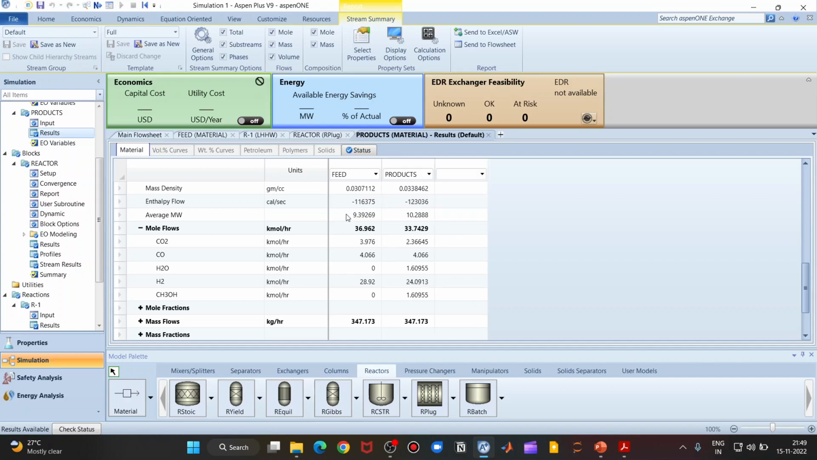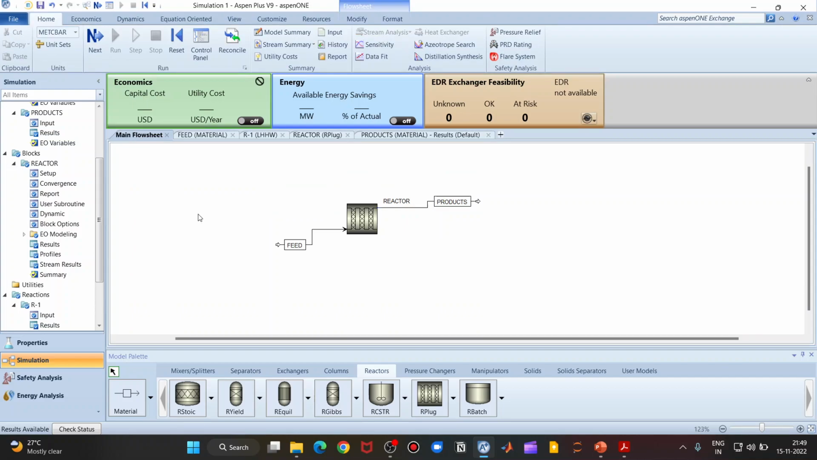So you can see that initially we had 36.962 kilomole per hour of the feed total, and in the products we have only 33.74 kilomole per hour. And you can see that carbon dioxide has reacted, so the number of moles has reduced. The carbon monoxide does not participate in the reaction, so it remains the same. Water was zero and methanol was zero in the feed, but they are formed in the products. And even hydrogen has reacted, so the number of moles of hydrogen also has reduced. So I hope you understand how to model a reactor using the LHHW method.